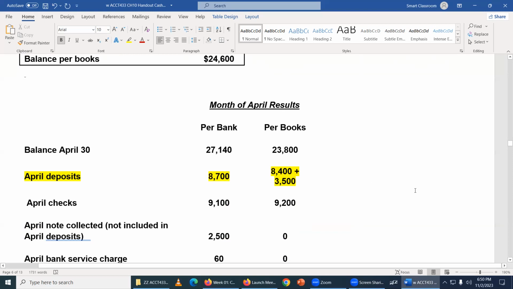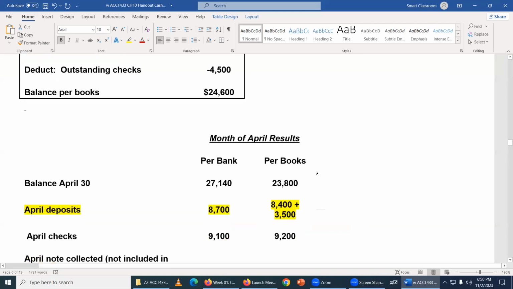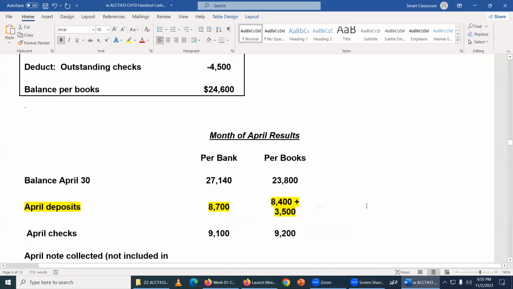So what is that? It will be 11,900. Yes, it's the total. So this equals 11,900.